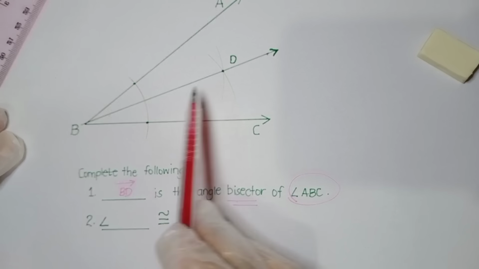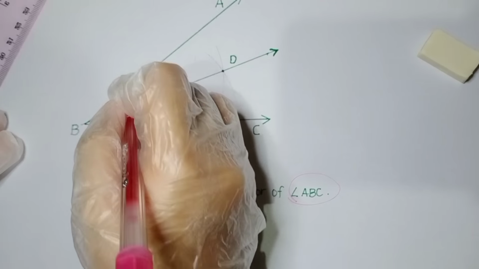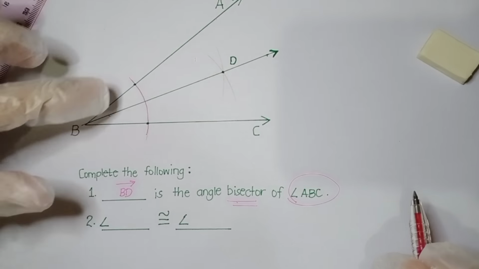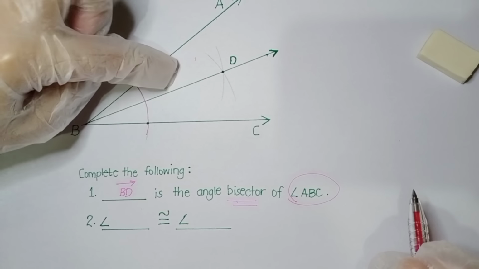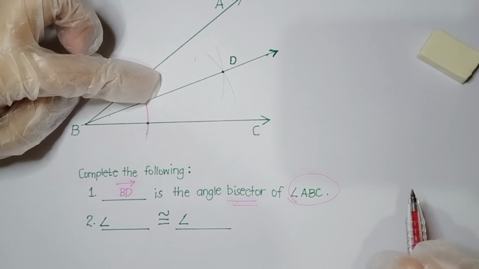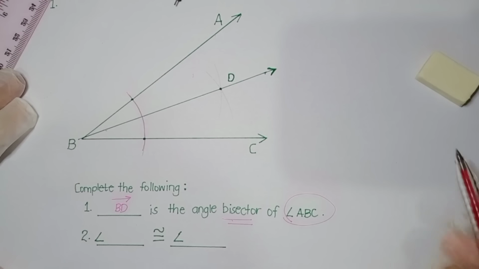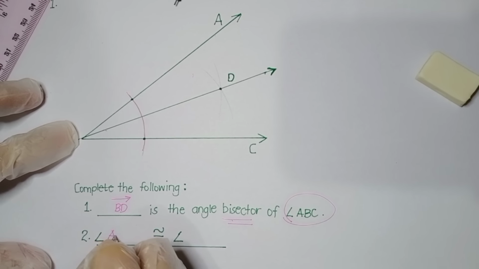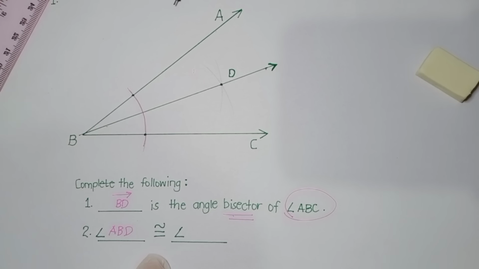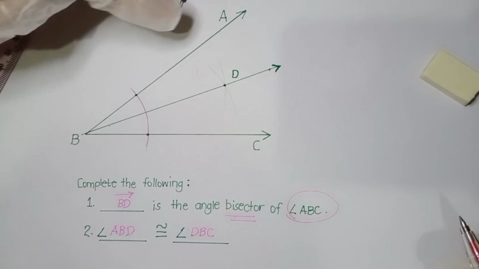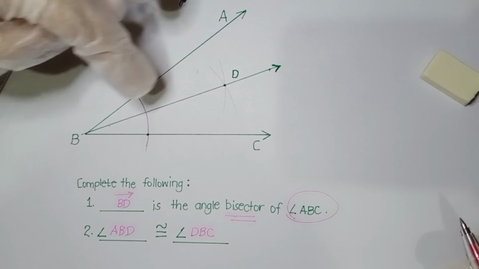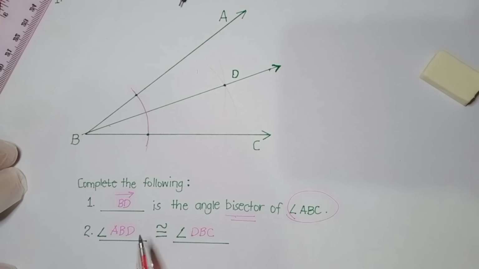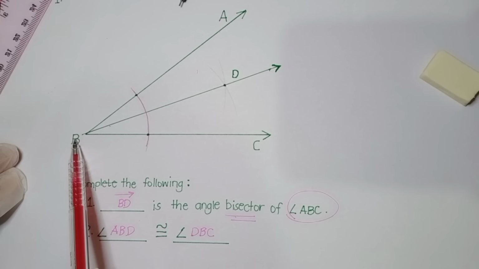Okay, so since binisect niya tong angle na to, itong buo na to, hinati niya yung buong angle. So, ibig sabihin, nakabuo tayo ng dalawang congruent angles. So, ano yung dalawang angle na yon? We have angle ABD. Okay, angle ABD is congruent to angle DBC. Okay, so angle ABD is congruent to angle DBC. Why? Kasi po, meron siyang angle bisector na ray BD.